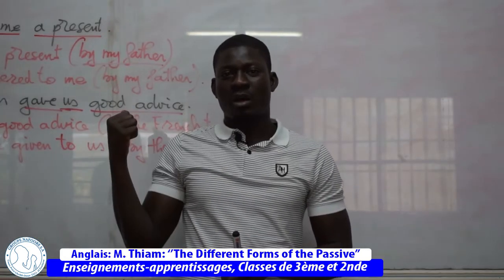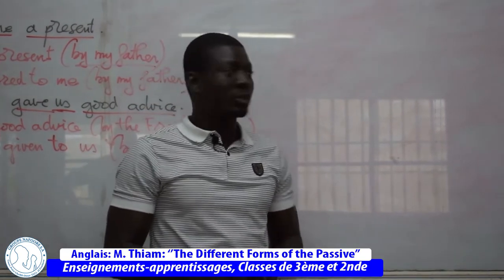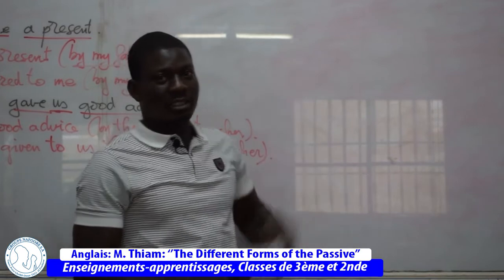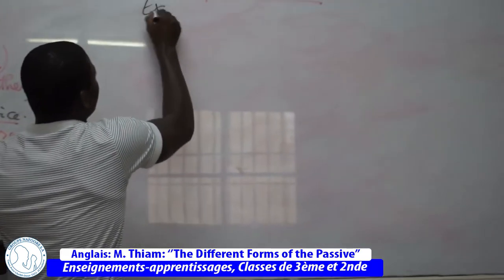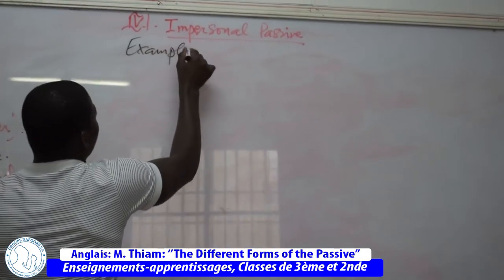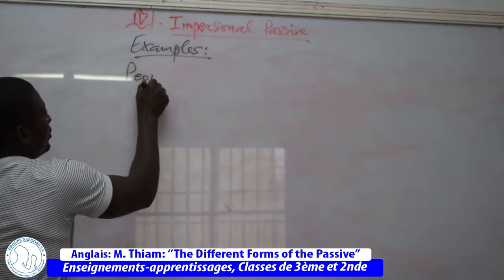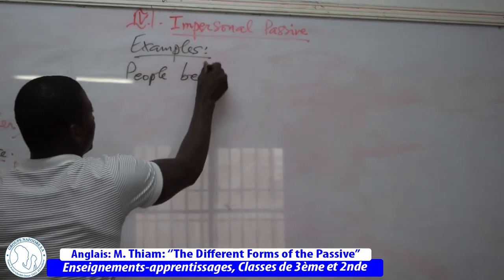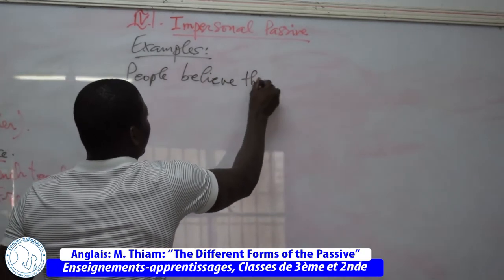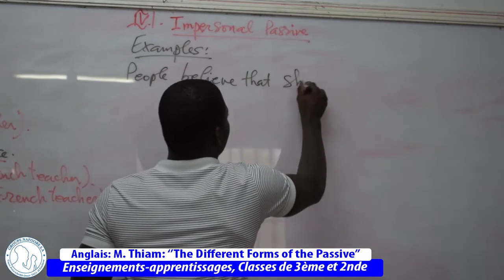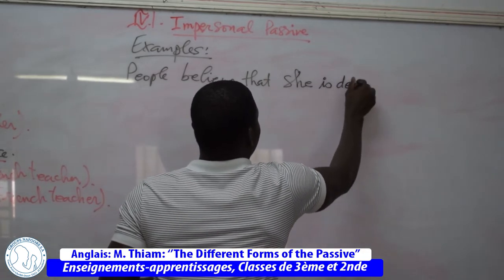Now, after the third part, let's deal with the fourth part of our lesson, which is about impersonal passive. Impersonal passive. Okay? Examples. Let's give examples of impersonal passives. Active sentences first. People believe that she is dead.